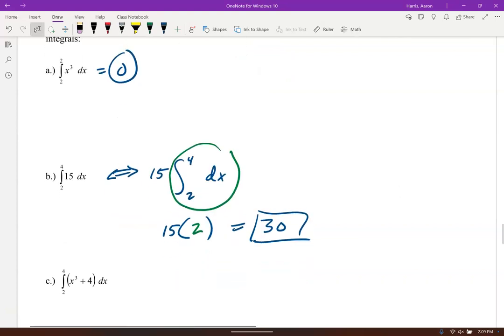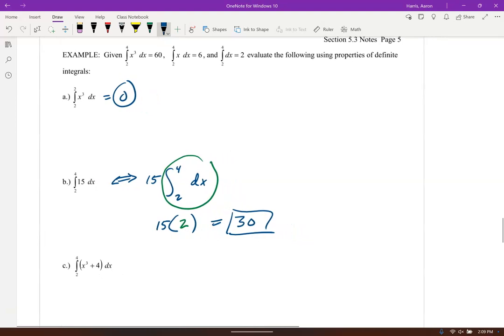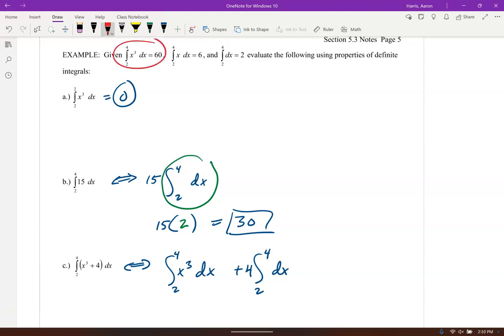Let's do the next one. I have x cubed plus 4. So I'm going to split this up. Notice I have x cubed. So this is the integral of x cubed from 2 to 4 dx plus the integral of 4 dx. And I'm going to put the 4 in front and then the dx. Well, the integral of x cubed is the 60, plus 4. The integral of dx from 2 to 4 is 2.